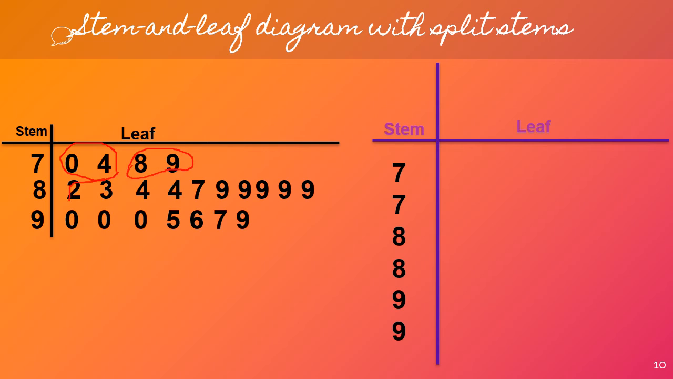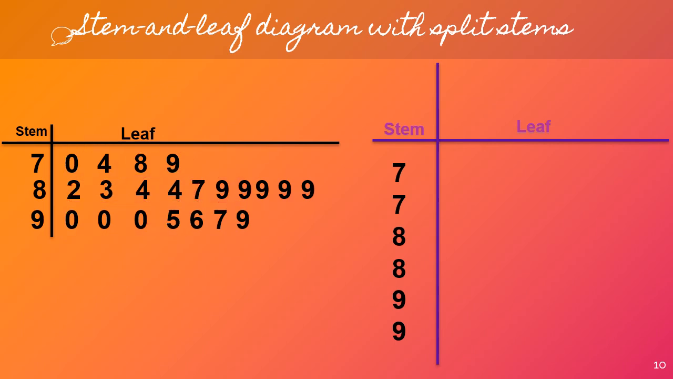So 0 to 4, then 5 to 9, 0 to 4, and 5 to 9.